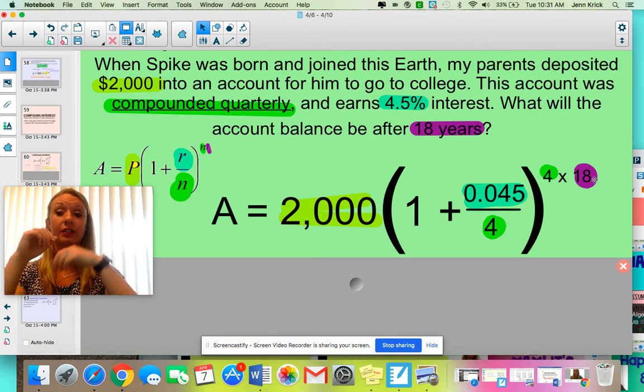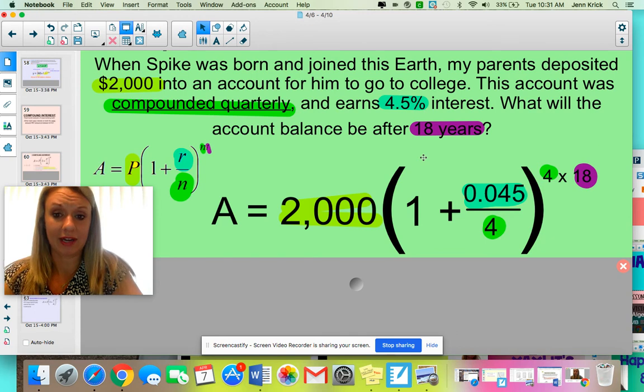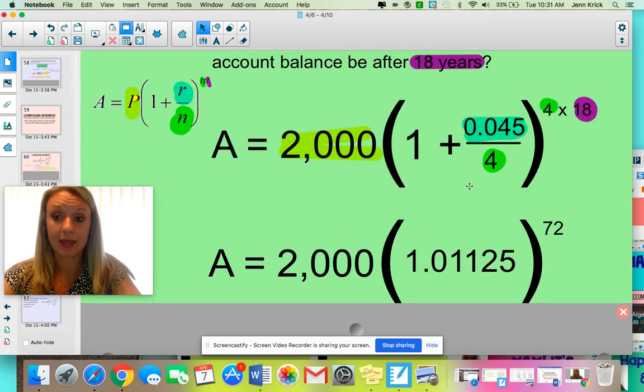This might be another good thing that you want to take a picture of, just to make sure that you've got it. So if I go through and simplify, here's my recommendation to you. Simplify everything inside of your parentheses first. So do 0.045 divided by 4, and then add that to 1. Notice that I also took 4 times 18, which gave me an exponent of 72. That exponent of 72 is only applied to your quantity inside of the parentheses.